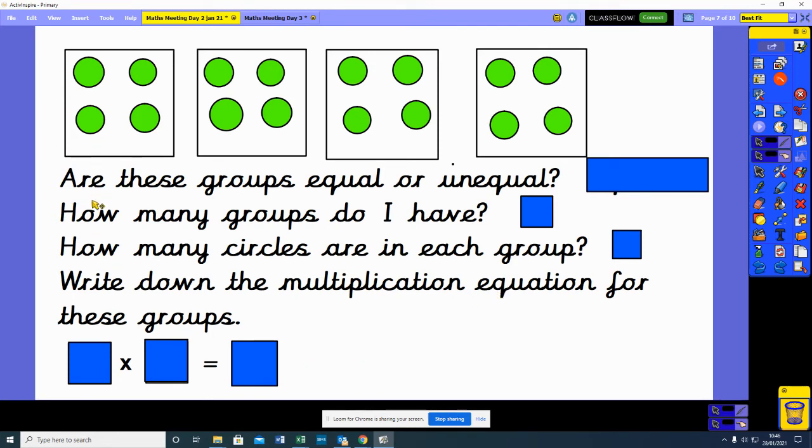Okay, let's have another look at these. My questions for these groups: are these groups equal or unequal? How many groups do I have? How many circles are in each group? Then you need to write down the multiplication equation for these groups. I'm going to pause the video now to give you time to answer all those questions.